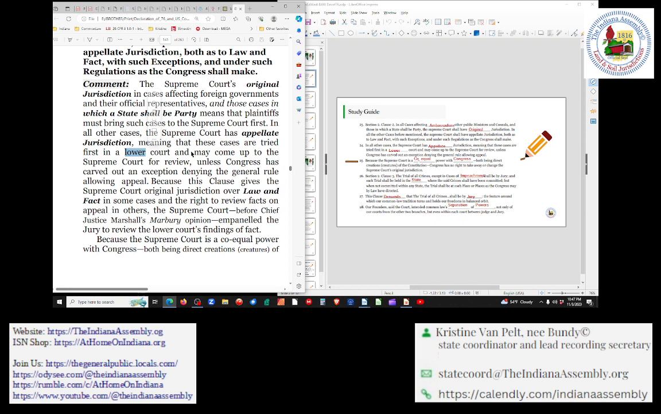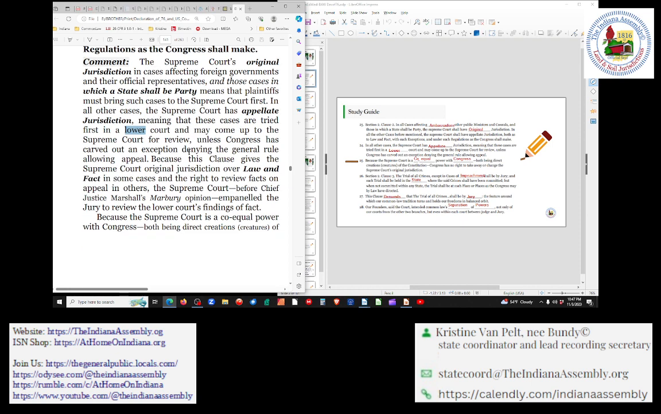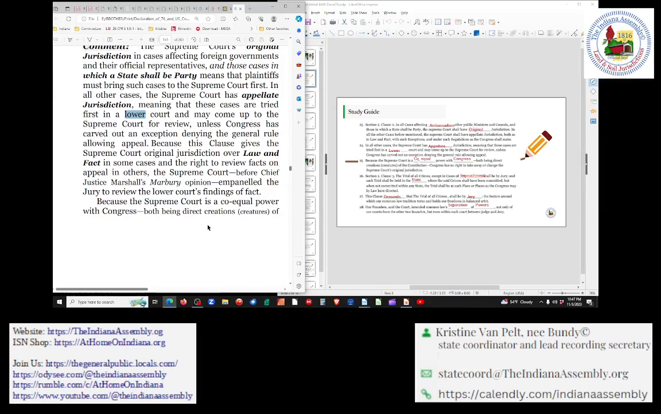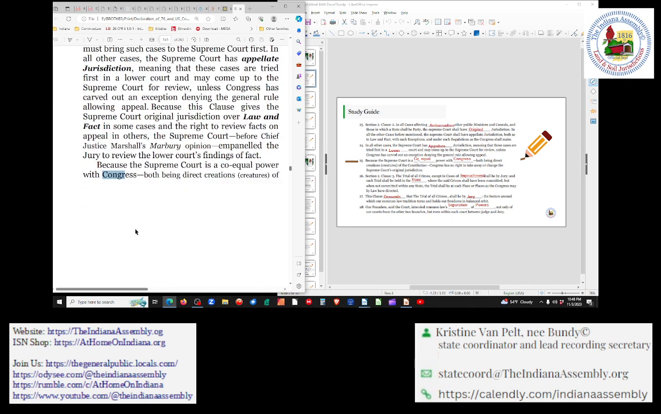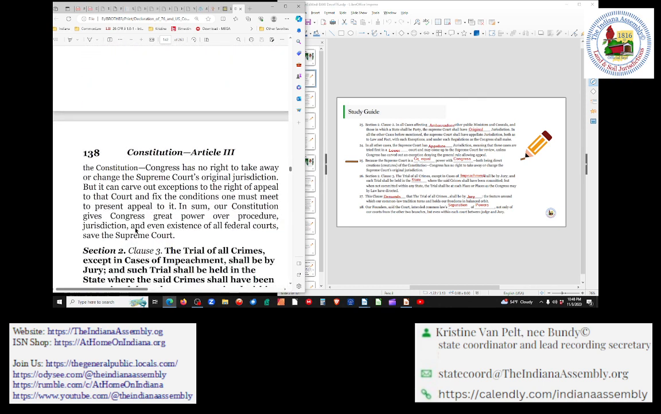Number 25. Because the Supreme Court is a co-equal power with Congress, both being direct creatures of the Constitution, Congress has no right to take away or change the Supreme Court's original jurisdiction.